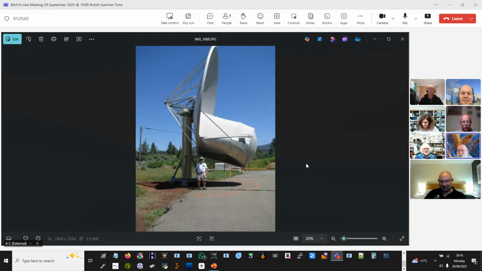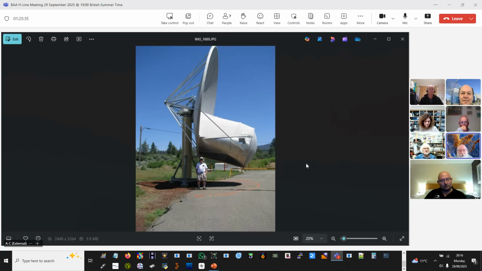Actually, I'm sure you've all heard of SETI, the organization SETI. They have an observatory up in Northern California that has a whole array of about 30 of these things. They use it for multiple observations. One of them, of course, is their ongoing search for extraterrestrial signals. But anyway, this is a prime example of a particularly large offset dish.